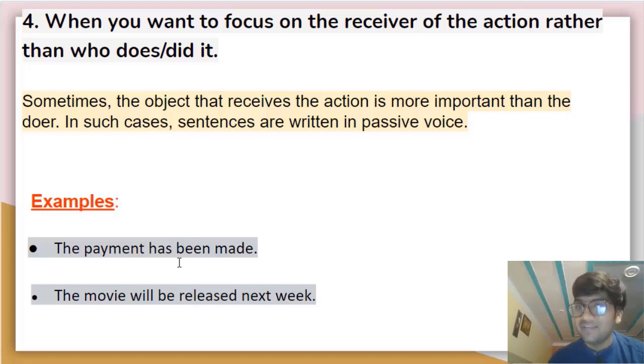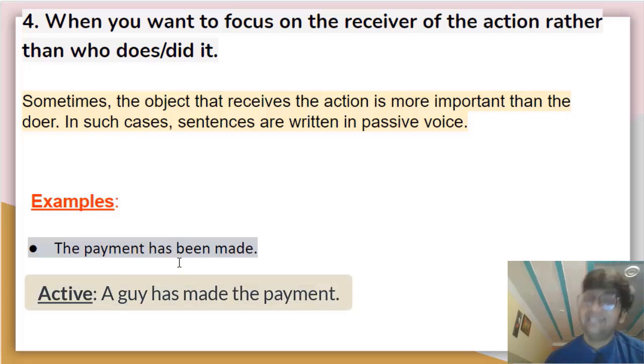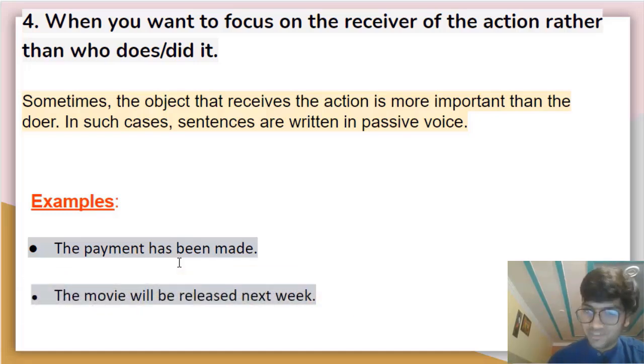Second example, if you want to write the sentence in active voice, you can do that. Somebody has made the payment. He has made the payment. She has made the payment. We don't want to talk about that. We're interested in the object.